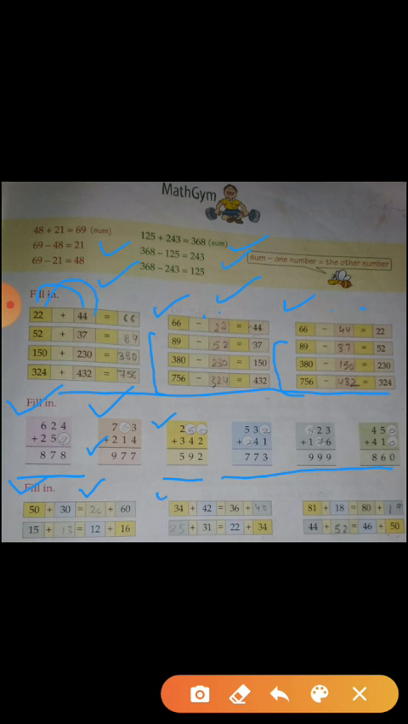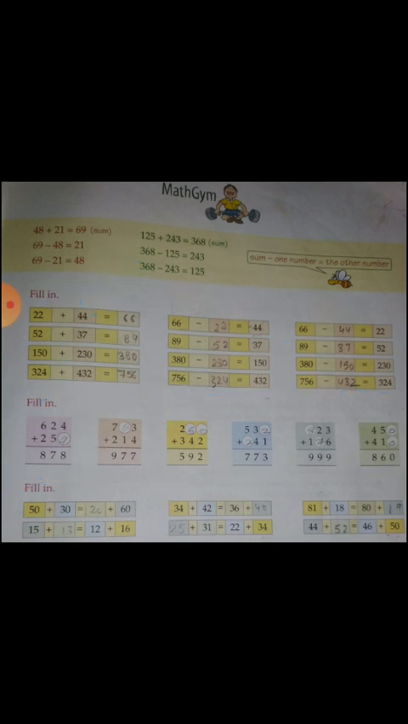Now come to the second part. Here also, first you add 34 plus 42 and subtract 36 from the addition. The answer is 40. Write it in the space given. Like this you do all parts, students, in your books.